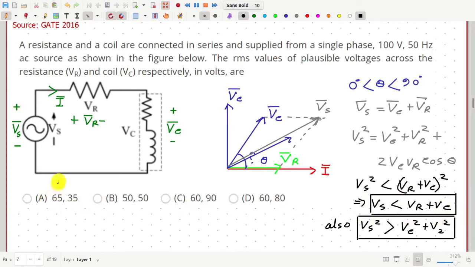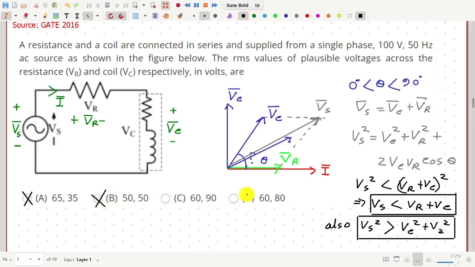In the first option, we see the sum of VR and VC is 100, which is equal to the source voltage. So that is violating this first condition. So this cannot be an answer. Similarly, in the second option, again VR plus VC is equal to VS, but VS should be less than VR plus VC, so this cannot be the answer.